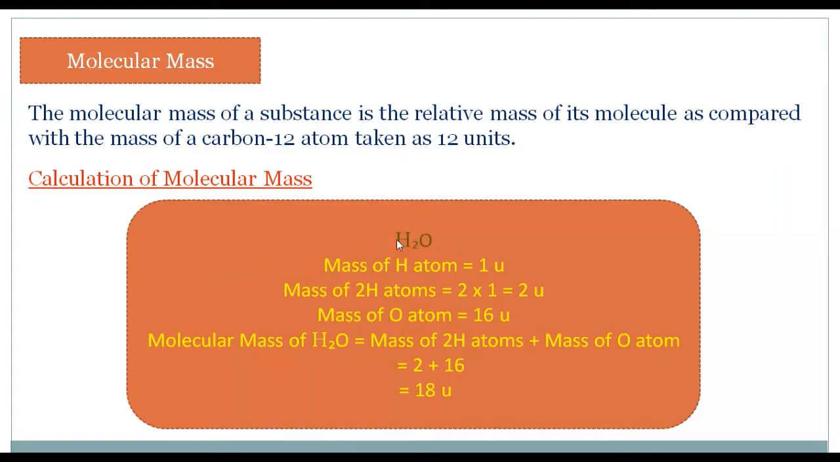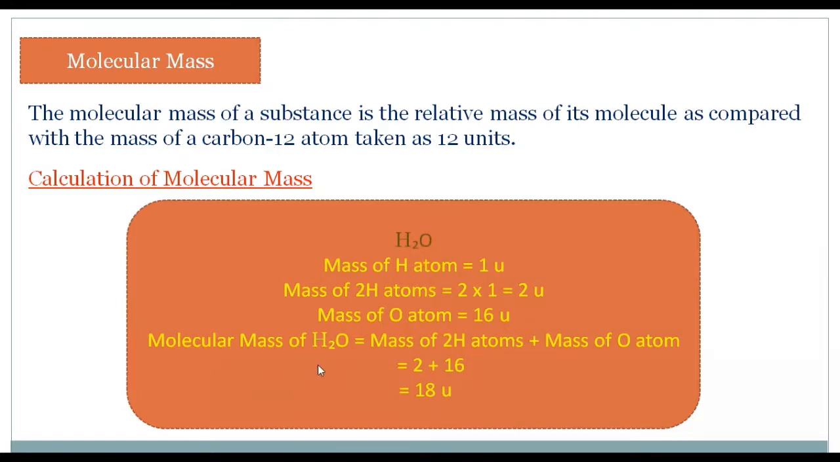So for instance, if we take a molecule of water and need to find its molecular mass, we have to sum its atomic masses. It contains hydrogen and oxygen, so we sum the atomic mass of hydrogen and the atomic mass of oxygen. The mass of one hydrogen atom is 1 unit, but here we have two hydrogen atoms, so the mass is 2 into 1, that is 2 units. The mass of one oxygen atom is 16 units, and we have only one oxygen atom here.